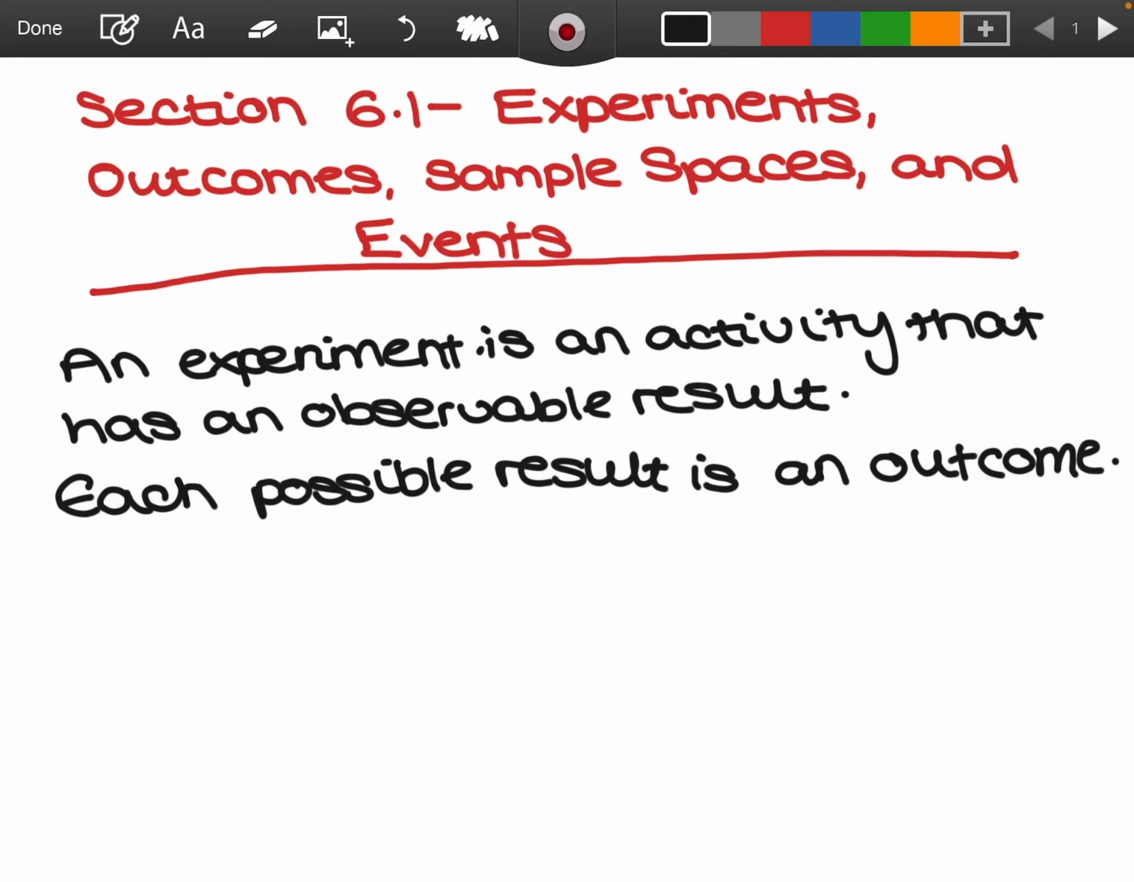And then the set of all possible outcomes is called the sample space. So the sample space for rolling a die would be the set of numbers 1 through 6. The sample space of outcomes when we toss a coin is going to be heads or tails. So the sample space is just all possible outcomes.